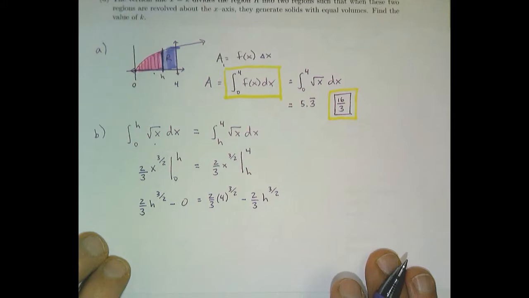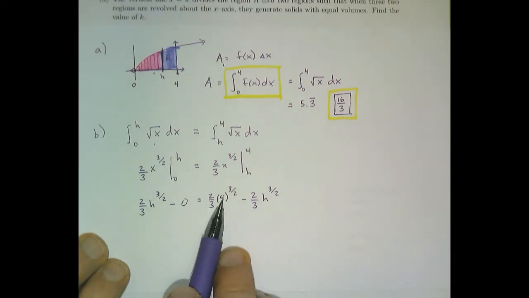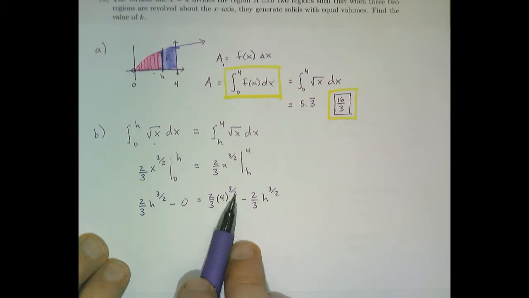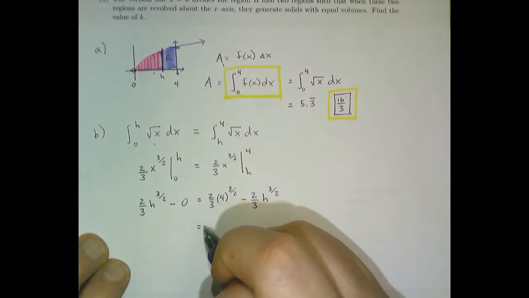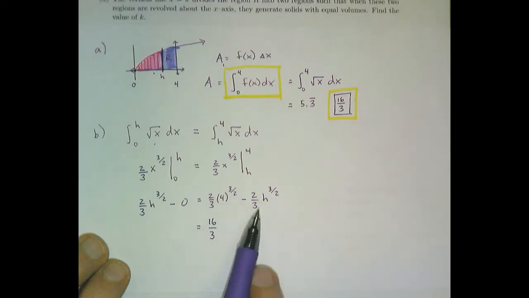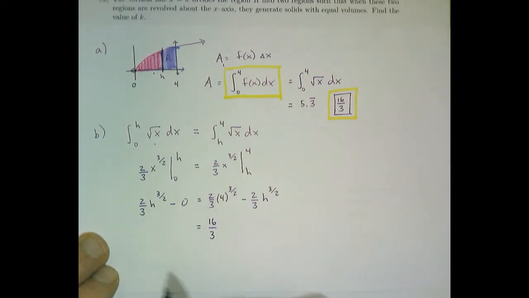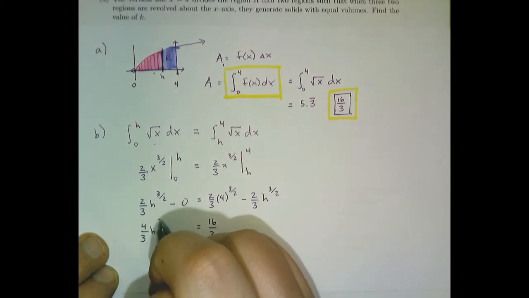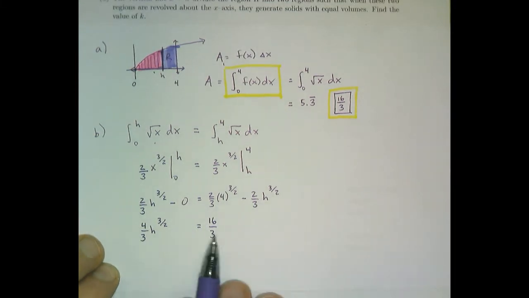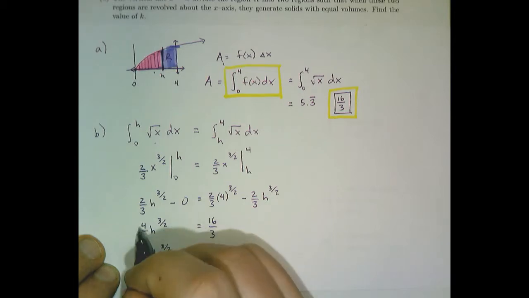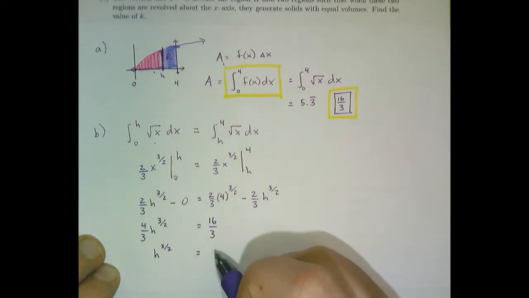Okay, so we'll start by simplifying this. 4 square rooted is 2. 2 to the 3rd power is 2, 4, 8. And then 8 times 2 is 16. So 16/3 is equal to, and then we'll add this to the right-hand side, 4/3 h to the 3/2. And then if I multiply both sides by 3, that will cancel the 3's. And if I divide both sides by 4, 16 over 4 is 4. So by multiplying by 3/4, we get h to the 3/2 is equal to 4.